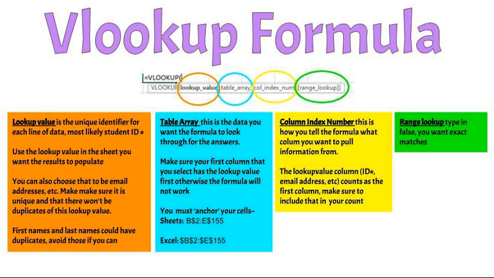The VLOOKUP formula has 4 components. In orange, the lookup value is the most important part. You need to have a unique identifier for your data. You can use a student ID number or email address, but you need to make sure it doesn't have duplicates.